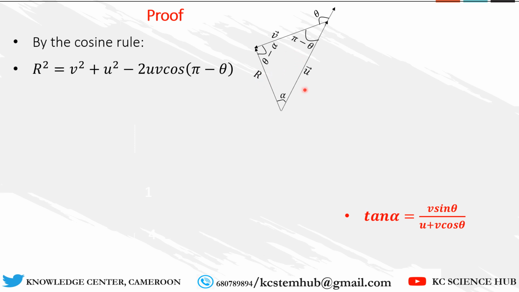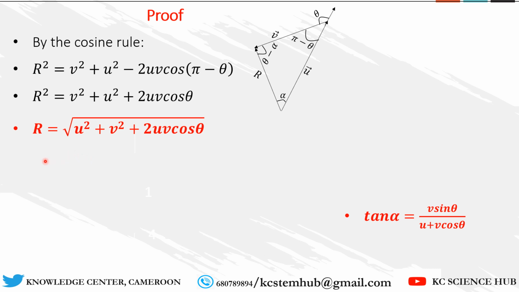R squared here will be v squared plus u squared minus 2uv cosine of the angle opposite to this arrow, which is pi minus theta. But what is cosine of pi minus theta? Of course, it is negative cos theta. And so the negative would affect this negative, and we'll have plus 2uv cos theta right there. That will be the resultant of these two vectors. So that is a proof that if I get two vectors u and v, where the angle between them is theta, then the resultant of those two vectors will be the square root of u squared plus v squared plus 2uv cos theta.